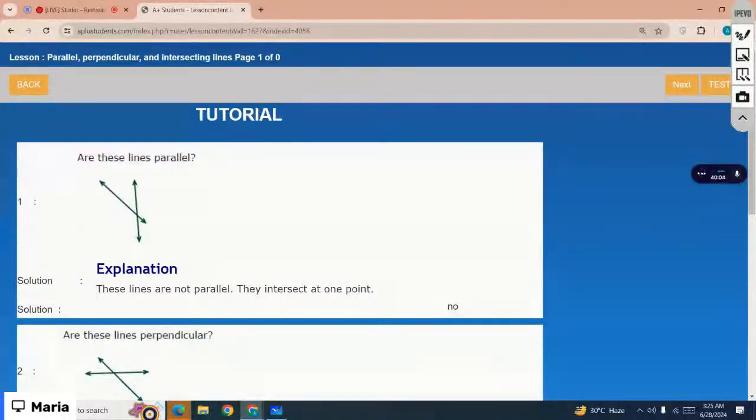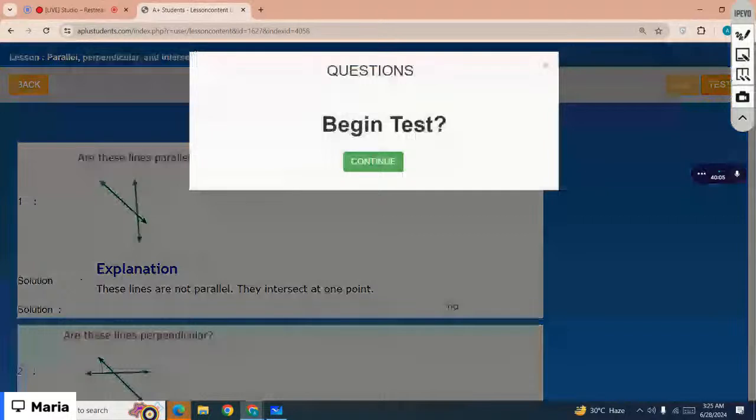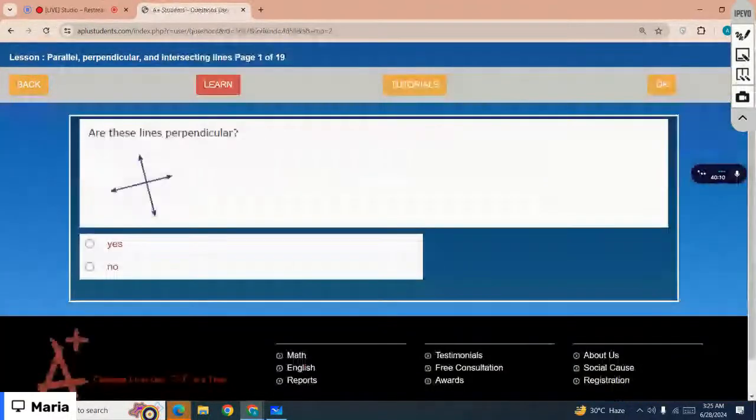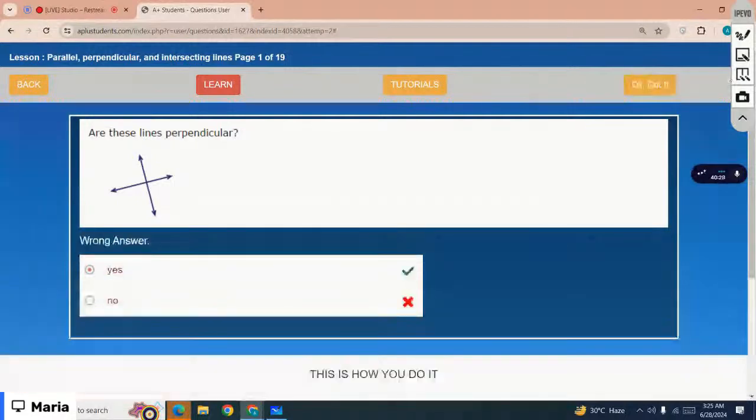Let's just start with the test questions. Are these lines perpendicular? Which is the correct option? No, they are not perpendicular. They are intersecting lines, right? Oh, sorry, perpendicular lines.